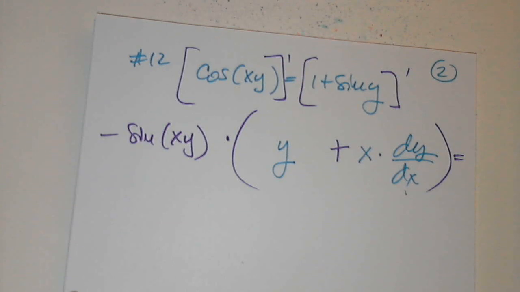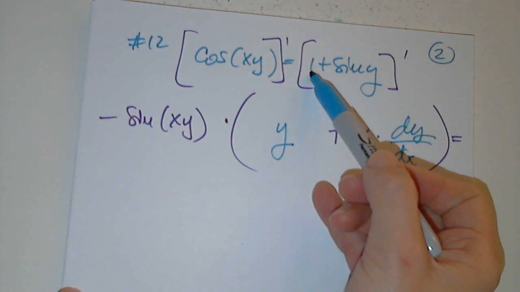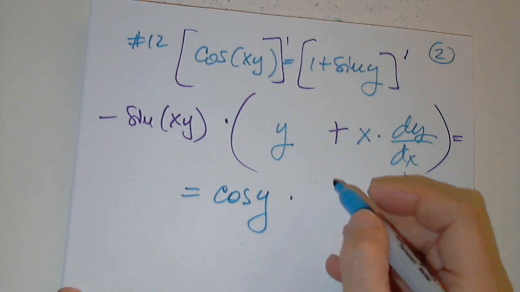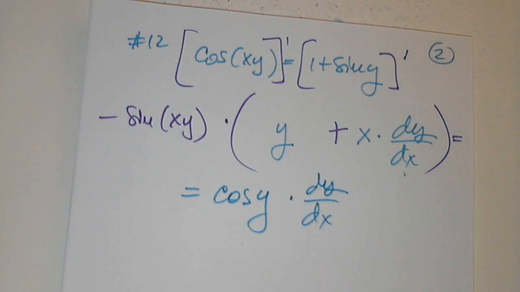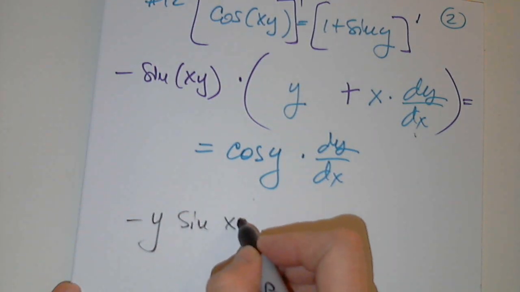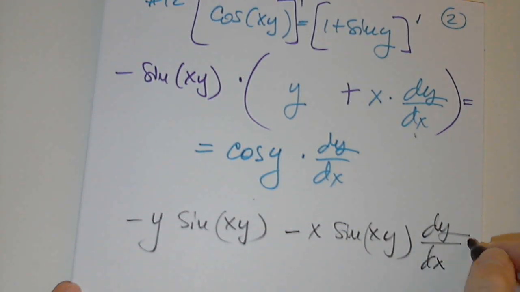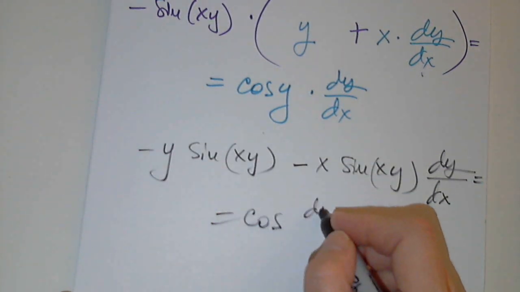Okay, equals. On the other side, please. That'd be constant, 0. Yes. This is it. I mean, it needs cleaning up, it needs distributing, it needs moving terms around, and then solving for dy over dx. But this is basically it. So I'm going to distribute negative sine xy to these two terms and move those terms with dy over dx to one side and leave alone the terms without dy over dx to the other side. So this is negative y sine xy minus x sine xy dy over dx equals cosine y dy over dx.